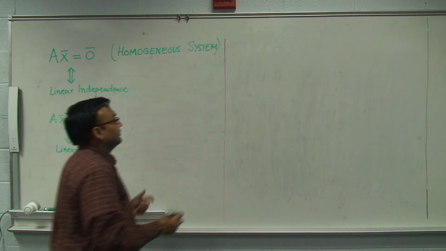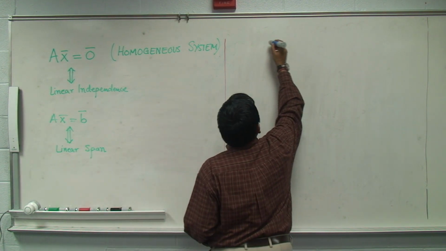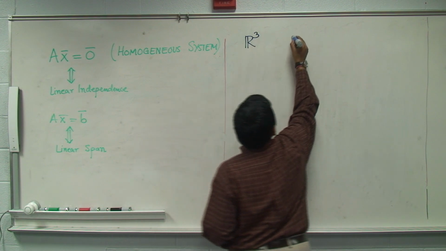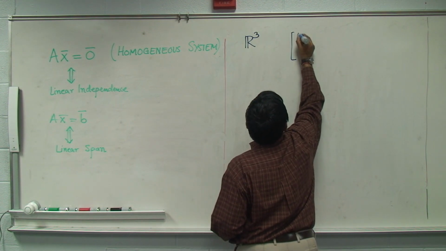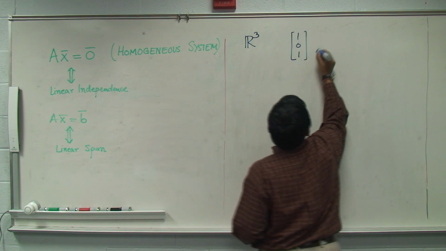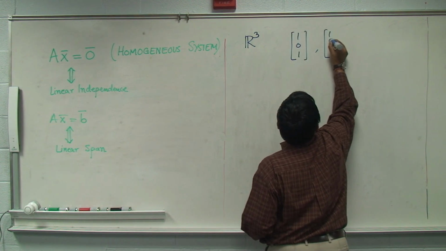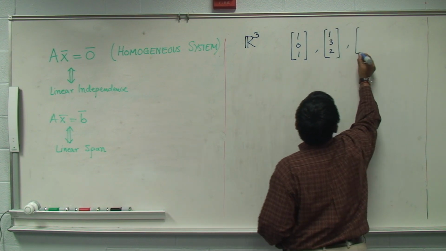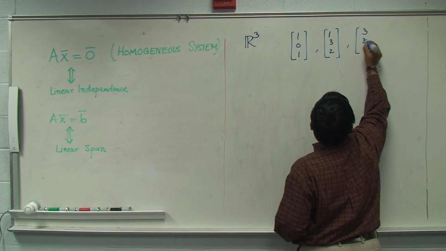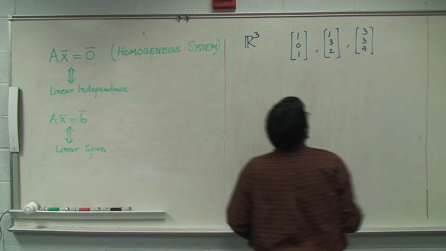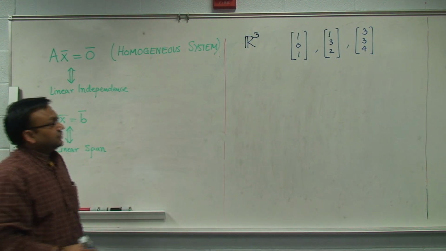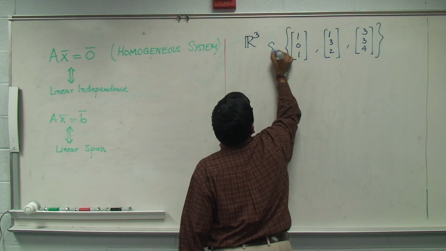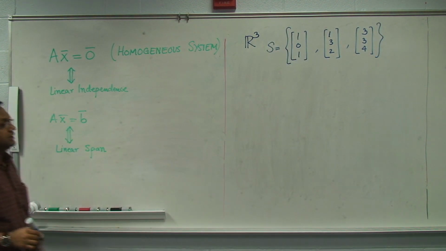So what if I was given some bunch of vectors in R3? Let's try to do this example so that we can better understand it. Suppose I was given, say, (1, 0, 1), (1, 3, 2), and let us say I was given (3, 3, 4). So suppose we are given these bunch of vectors over here. Question: is this set linearly independent or dependent?